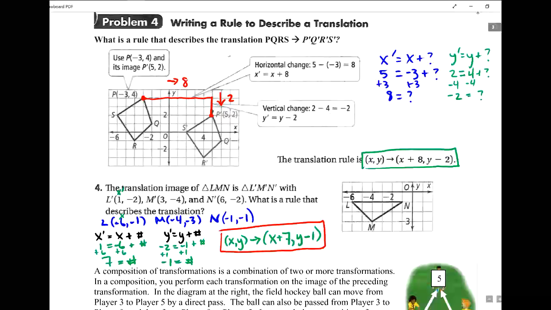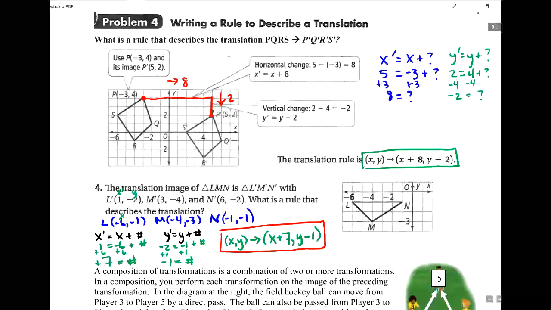All right, so x prime equals x, which is negative 6, plus some number. I add 6 to both sides. My number is a positive 7. I do the same for y. Y prime equals y plus some number. So negative 2. Let's make sure I did this right here.